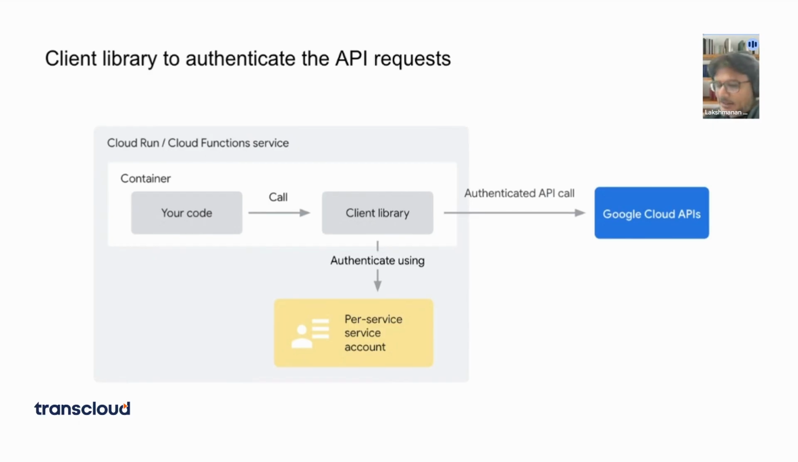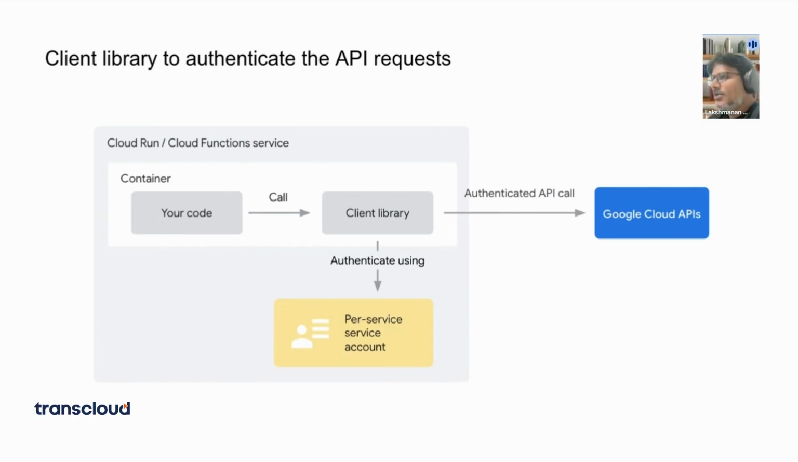We have seen how a different Google Cloud service can access another service with the help of a service account, right? The same thing applies within your own code. Say you have front end code and you want to call an API, but the API is protected. Then you have to authenticate to that API.